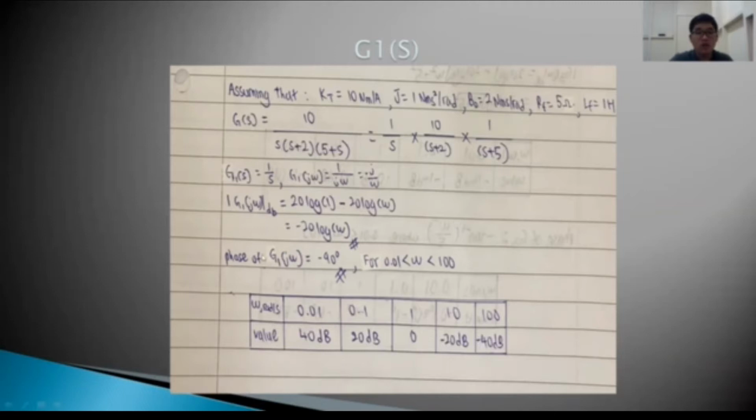And the calculation of the magnitude of G1(s) can be represented as negative 20 log omega. And the phase angle of G1(s) is always negative 90 degrees between the interval of 0.01 until 100 radians per second. This table represents the magnitude in dB of G1(s) between 0.01 and 100 radians per second.